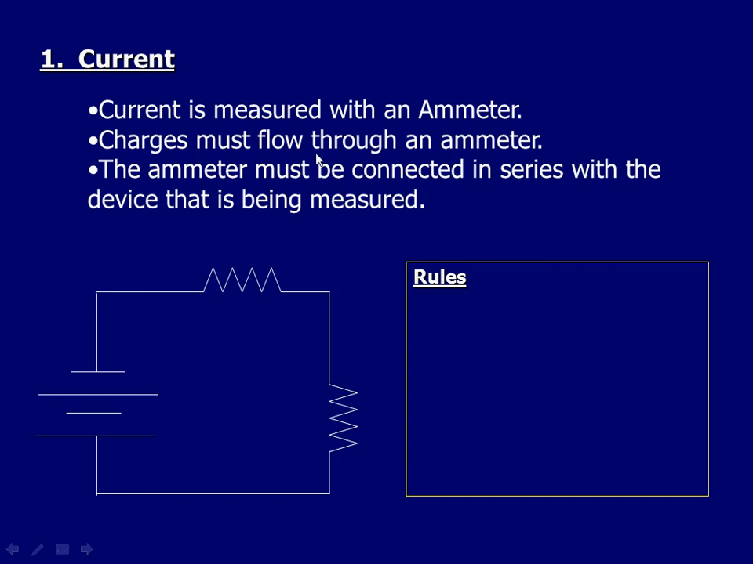So the rules: break the circuit at the measuring point. So depending on where you want to measure that, you got to open the circuit up. You've got to make it become an open circuit. Now, how do we determine where to put the wires? It's got a negative and positive end as well.